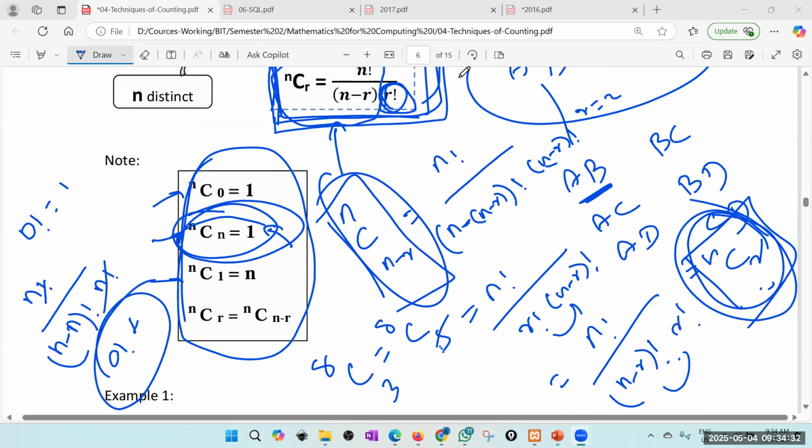So do nothing also pattern. So if you want to select and do nothing as an arrangement, yes. But what I'm telling is, I'm not interested in arranging.